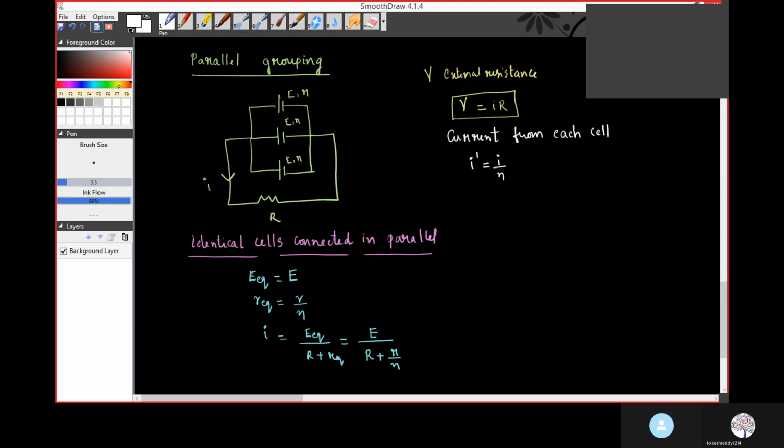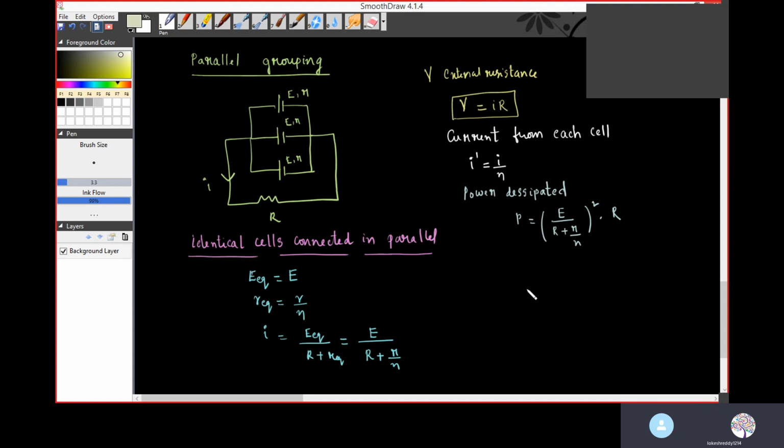Then power dissipated. Power dissipated P is equal to I square R, that is E by R plus r by n, whole square, into R. Power dissipated in this circuit is this. You can write V square by R also.